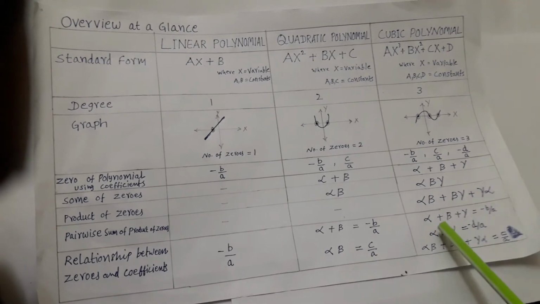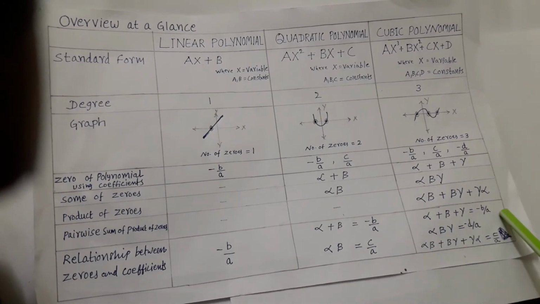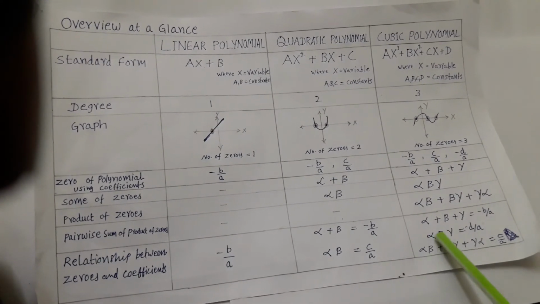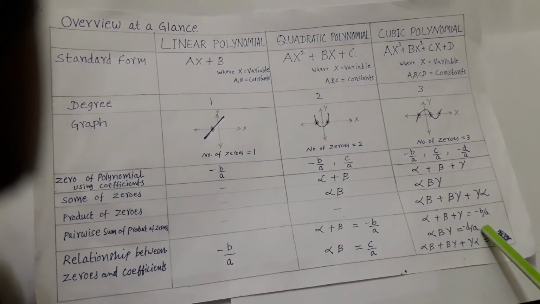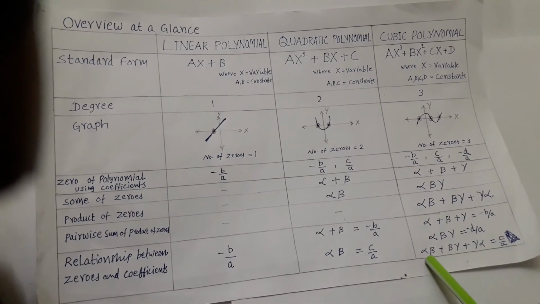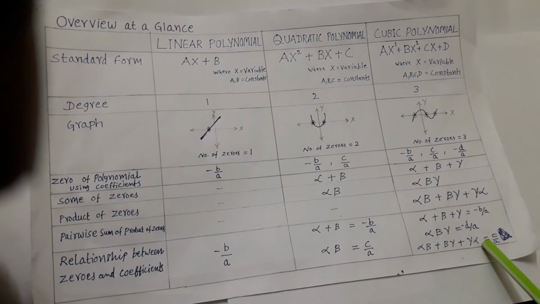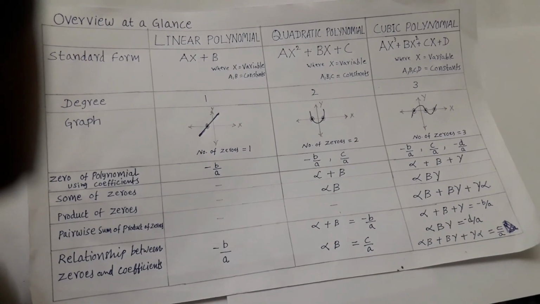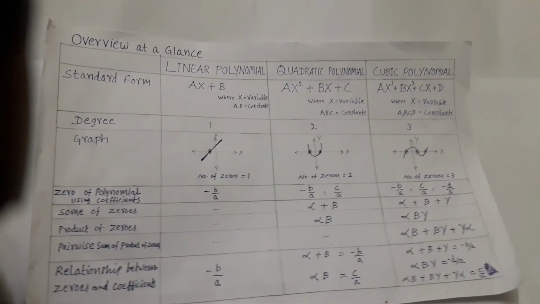For cubic, sum of zeros is equal to this coefficient. Product of zeros is equal to this coefficient. Pairwise sum of product of zeros is equal to this coefficient. So this is the overview at a glance.